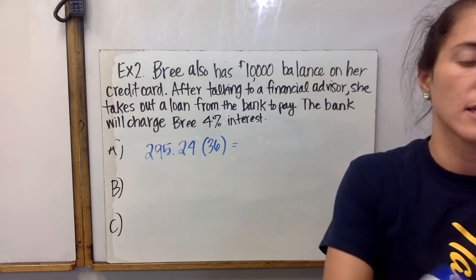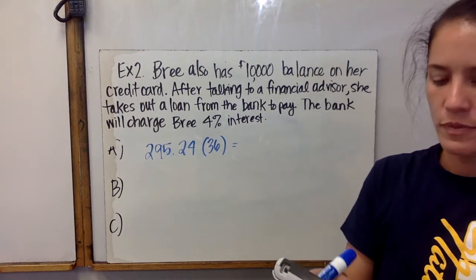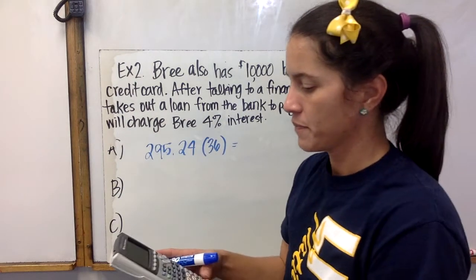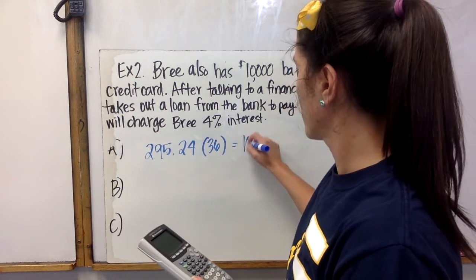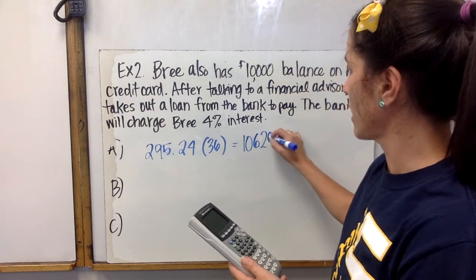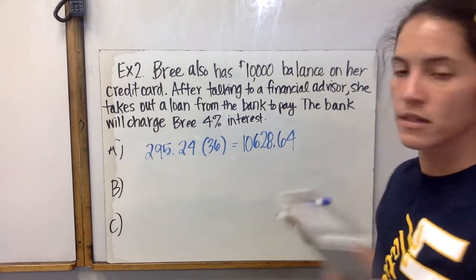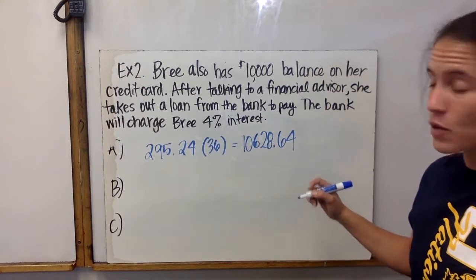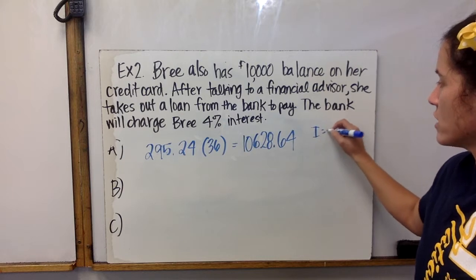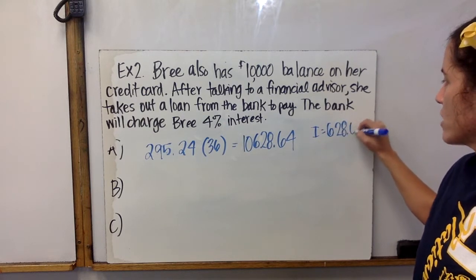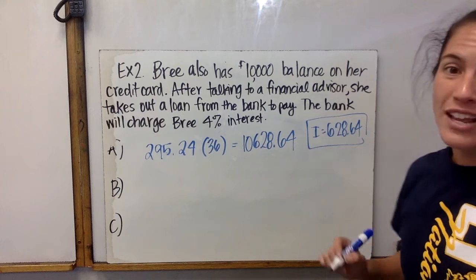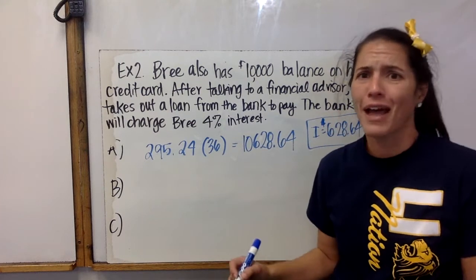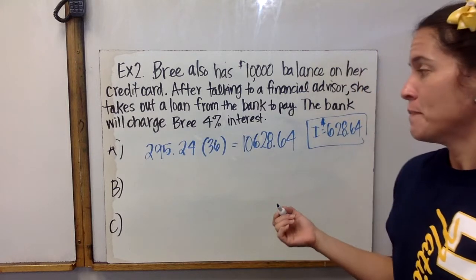And let's just make sure: $295.24 times 36 is $10,628.64. That's how much total she's paying back. So when you take out that $10,000 principal loan, she's paying an interest of $628.64. So that's incredibly lower than Anthony, who is paying back $3,000 of interest.